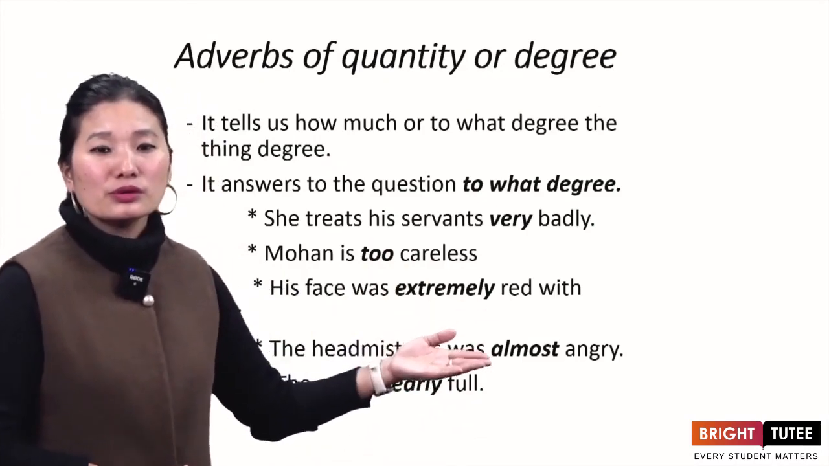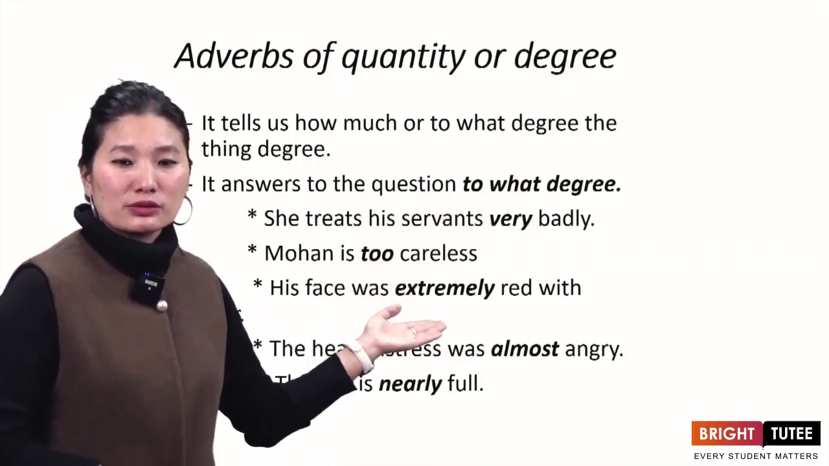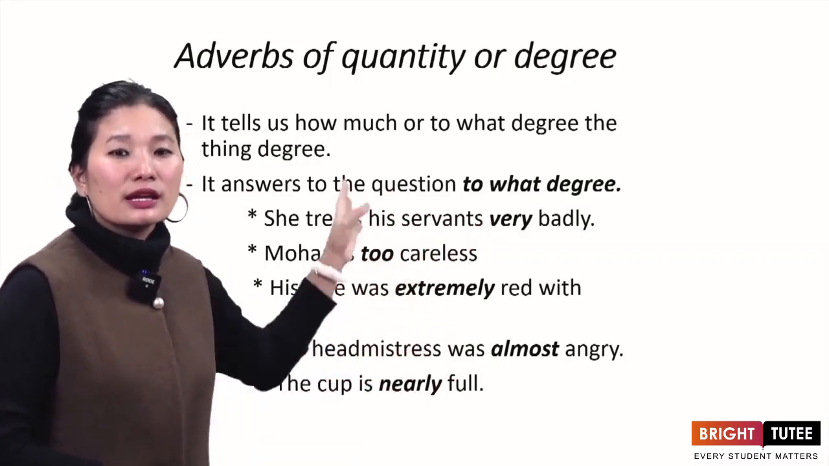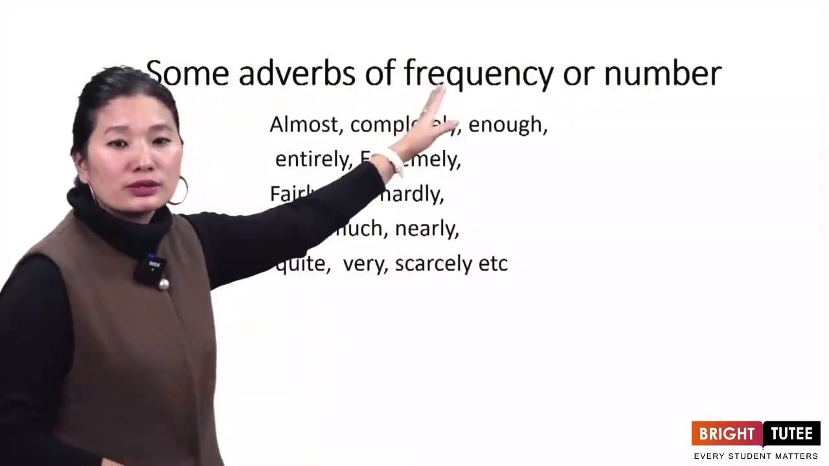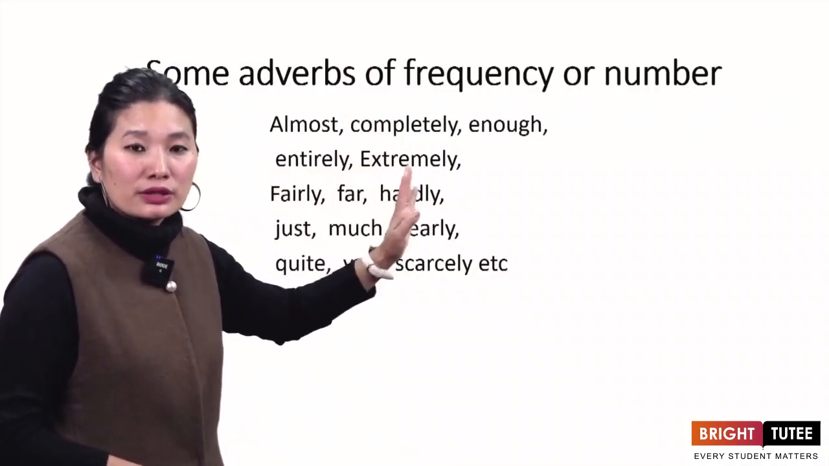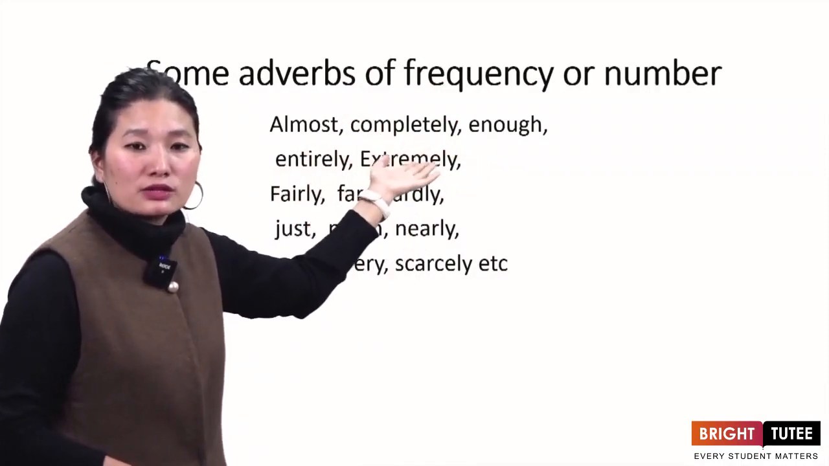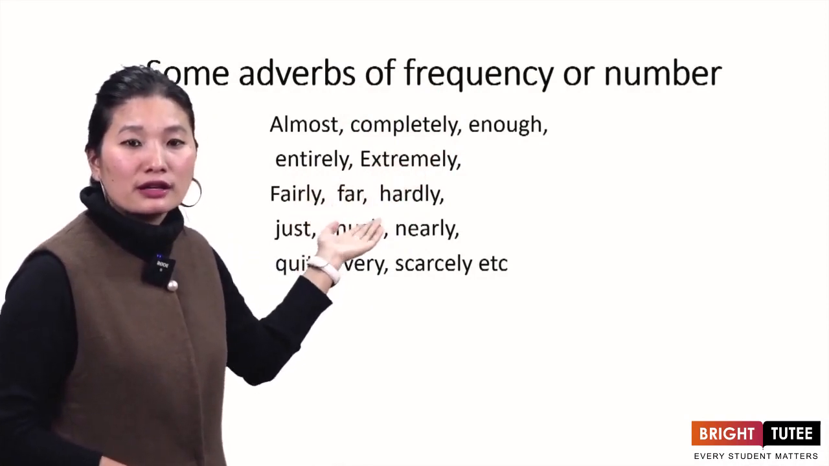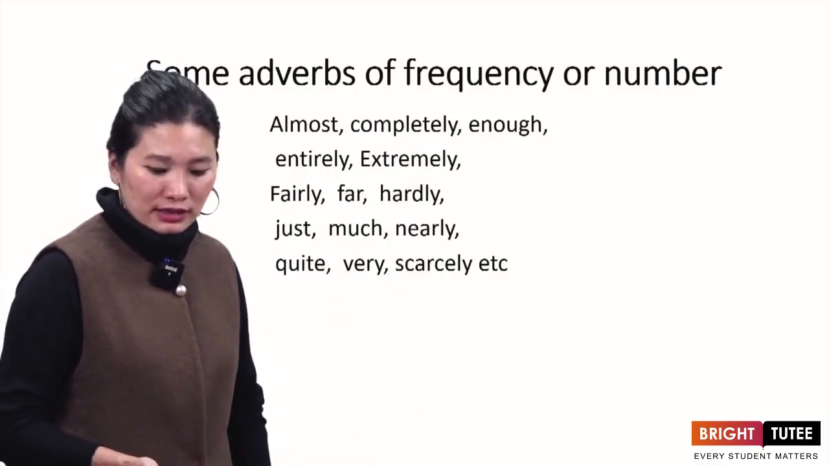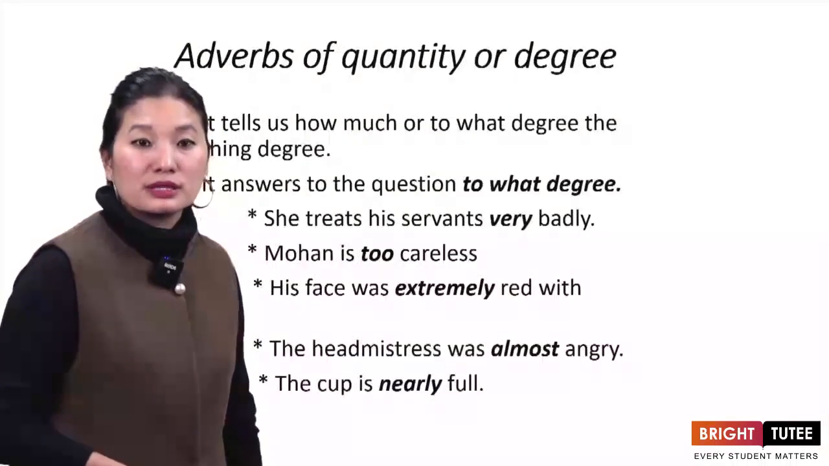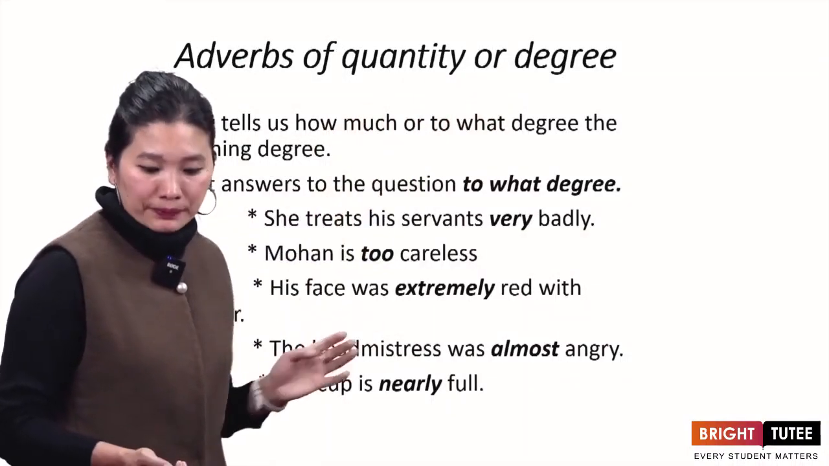Okay, almost. Let's look at the words that are highlighted from the examples. Very, too, extremely, almost, nearly. Okay, these are adverbs of quantity or degree. The examples that are here are not frequency, but belong to degree. Almost, completely, enough, entirely, extremely, fairly, far, hardly, just, much, nearly, quite, very, scarcely. These are some examples that we can use for adverbs of quantity or degree.